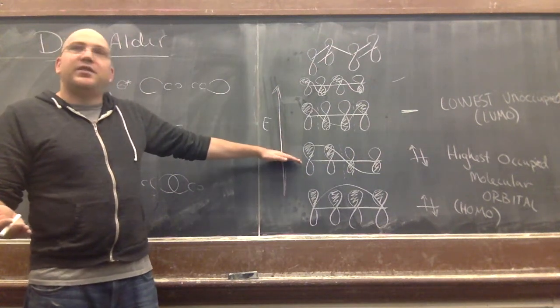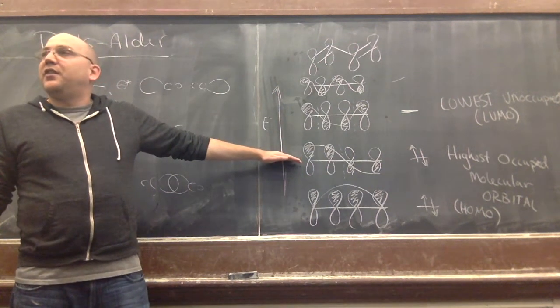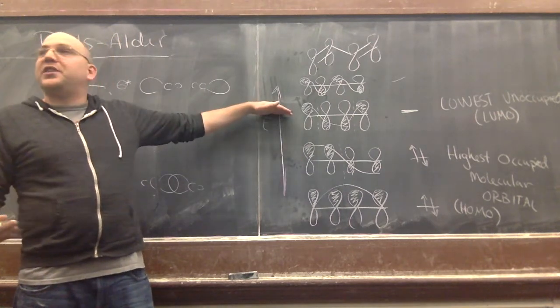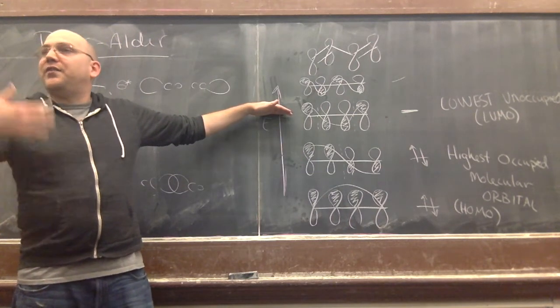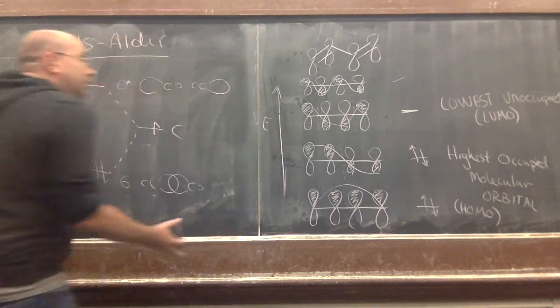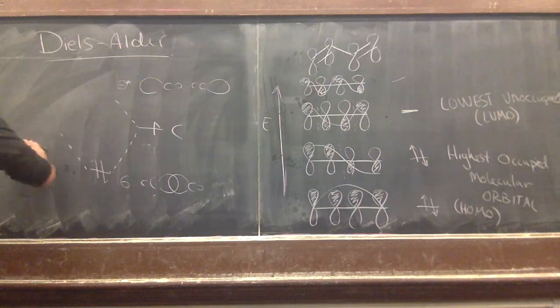So this is the representation of the orbitals if they're behaving as a nucleophile. This is the representation of the orbitals if they're behaving as the electrophile. Got it? Okay.